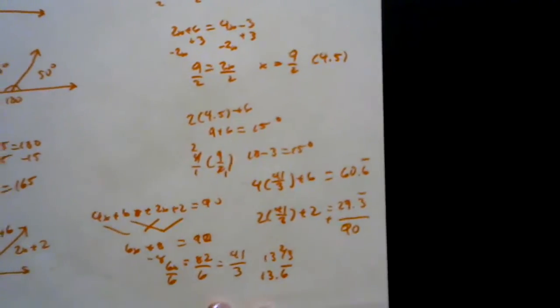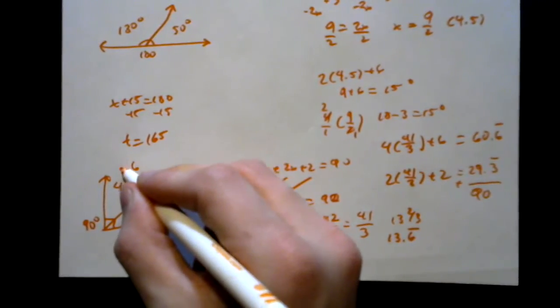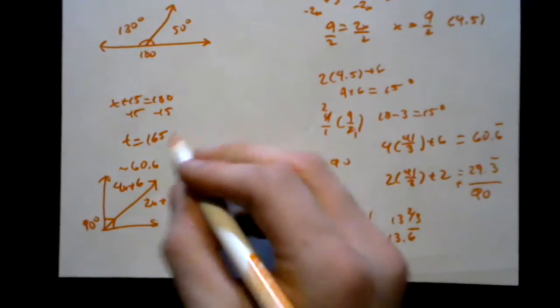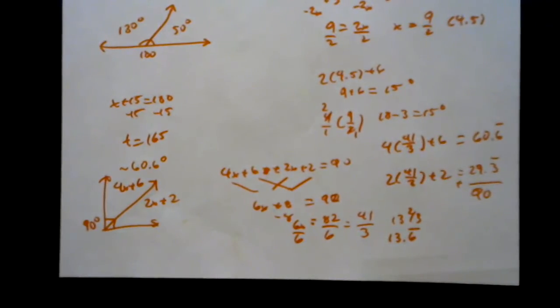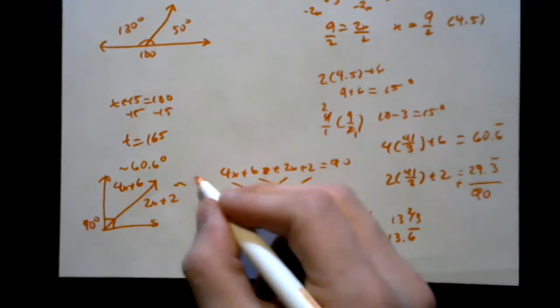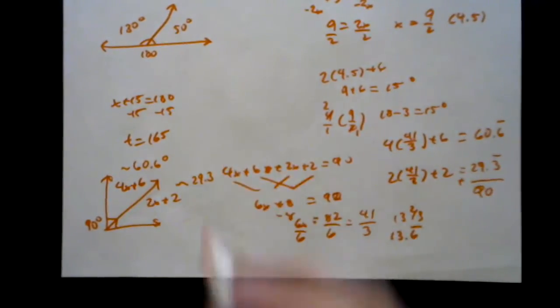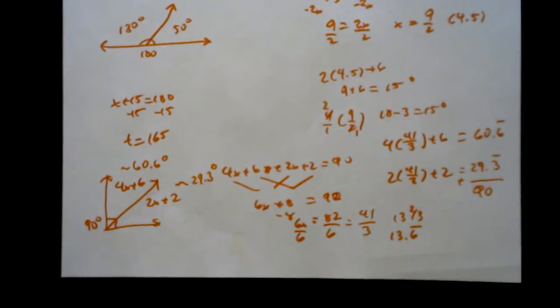So this would be approximately 60.6 degrees. This will be approximately 29.3 degrees, which will approximately equal 90 degrees. So there's that.